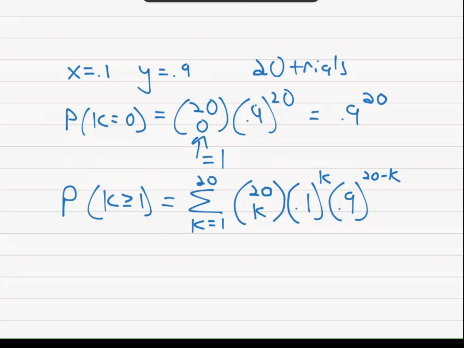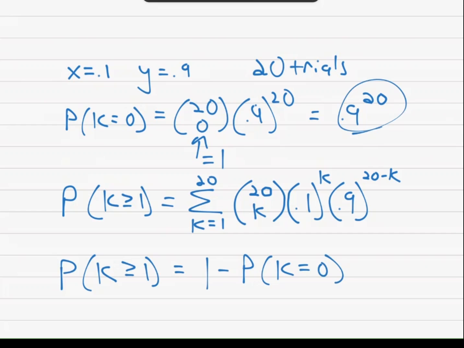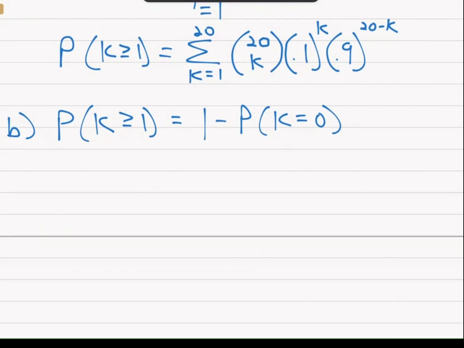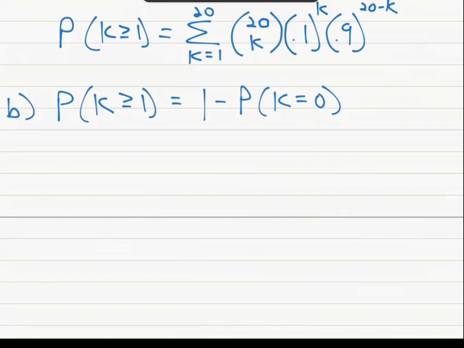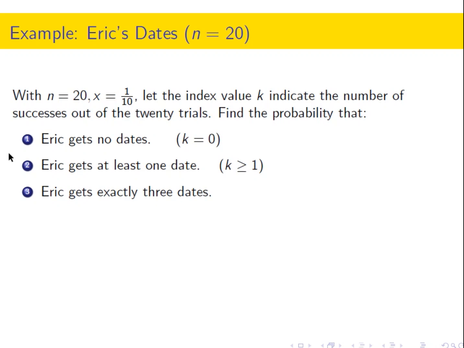Okay, and we could do that on the graphing calculator, but we can also remember set complements, because the probability that there is at least 1 success is the complement of the probability that there are no successes. So we could just subtract this value from 1 to get the answer to part B. So this was part A, and this is part B. So for part C, we have the probability that Eric gets exactly 3 dates.